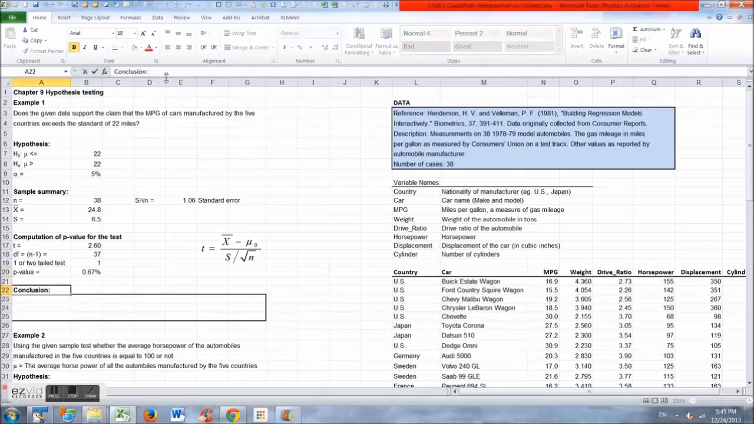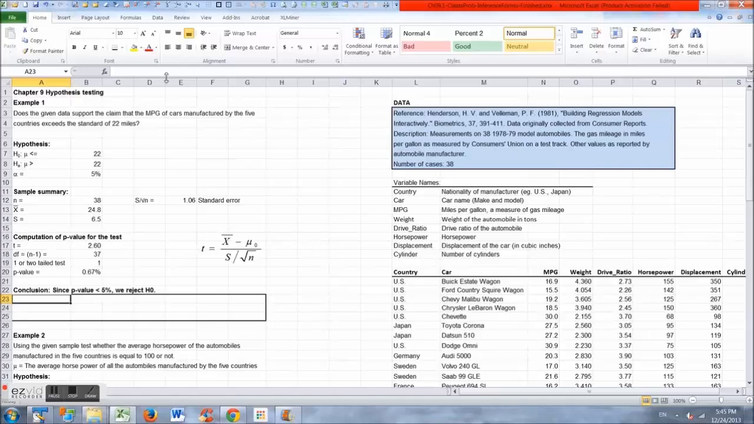Now based on that, we can make a conclusion. Since p-value is less than alpha. Alpha, if it is not given, you assume alpha to be 5%. That's the default value. So p-value is less than 5%. Therefore, we reject the null hypothesis. Okay, what does that mean?